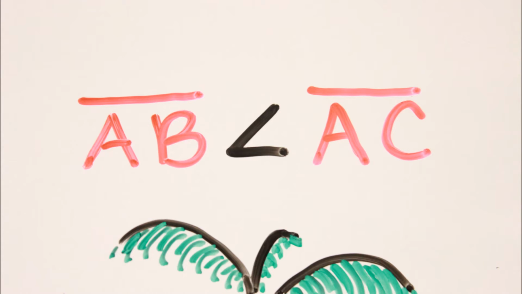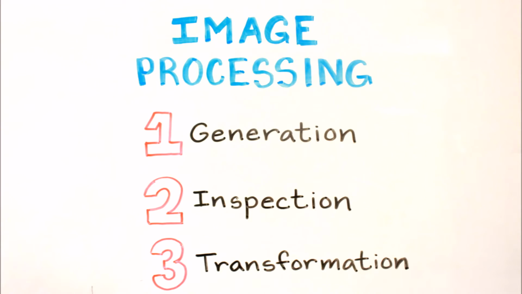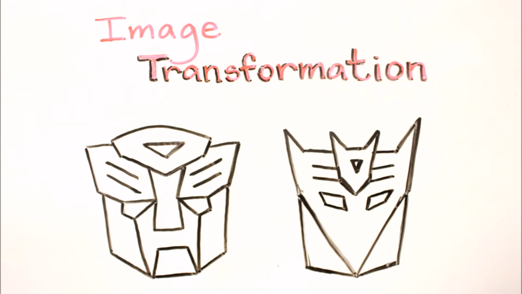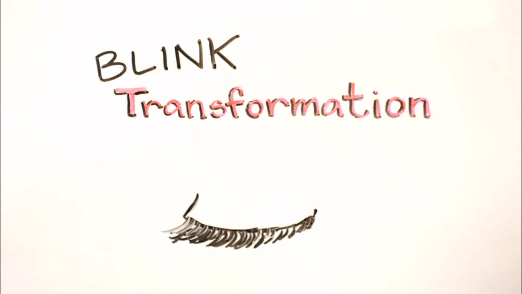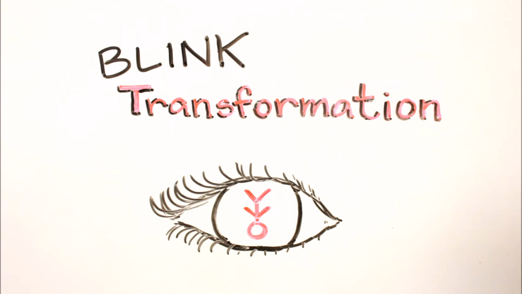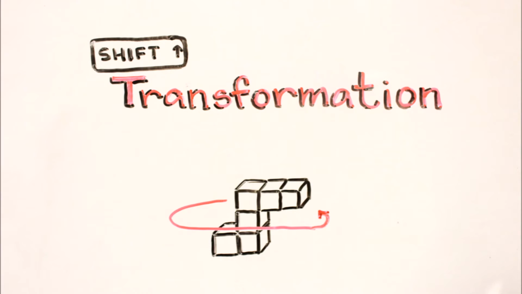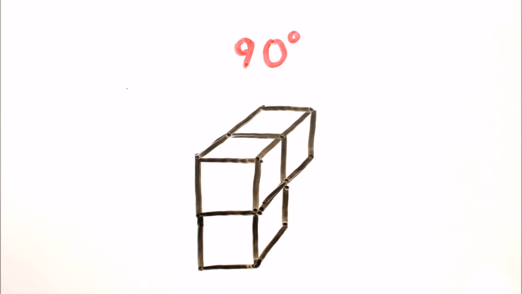The last component of the visual image is image transformation, of which there are 2 different types. The first is blink transformation, where the image can be moved or changed instantaneously. The second form of image transformation is shift transformation. With shift transformation, the image is not changed or moved instantly. Instead, it is slowly rotated over a period of time.